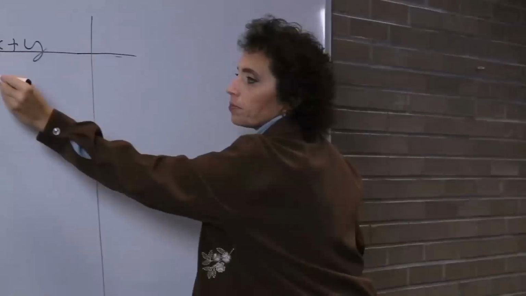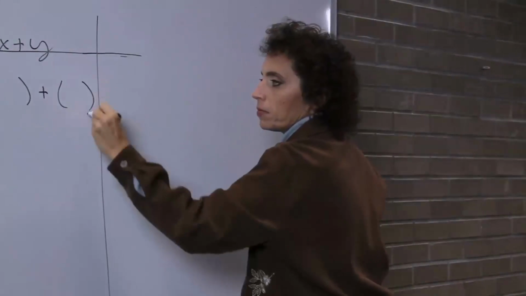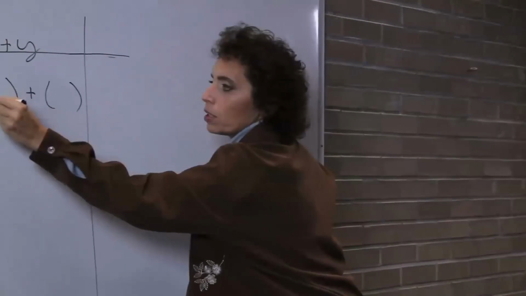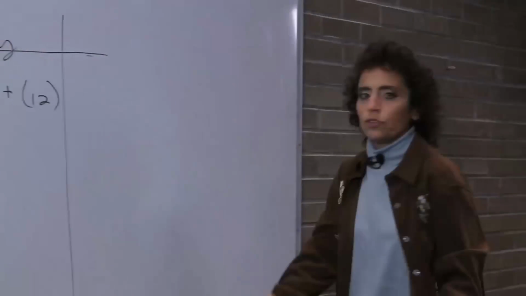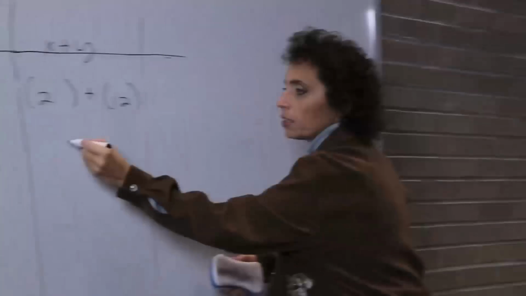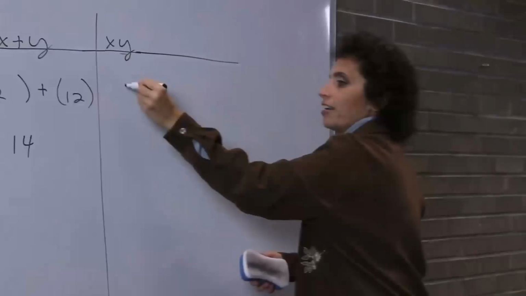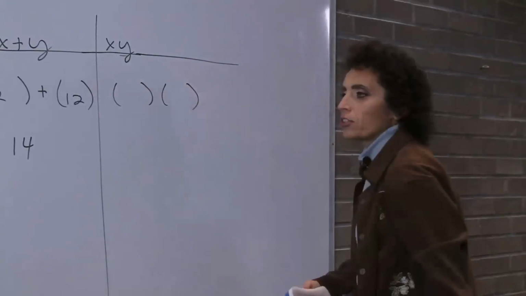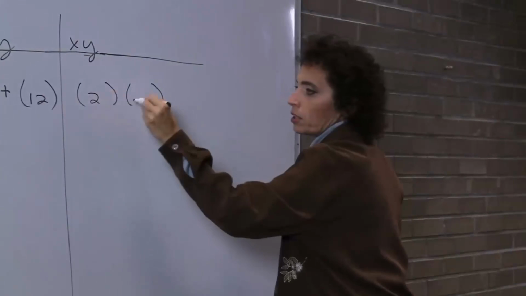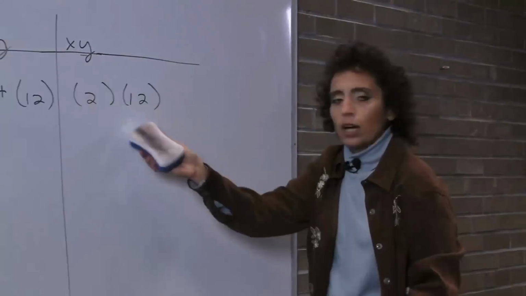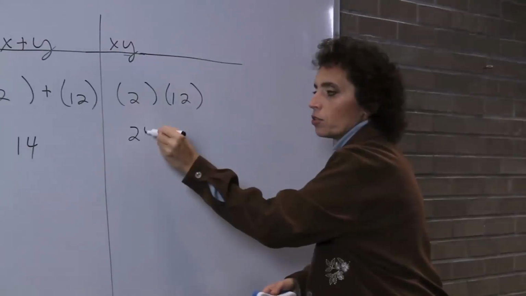Okay. X is 2. Y is 12. 2 plus 12 is 14. Some more easy than others, aren't they? Okay. XY. 2 times 12, 24.